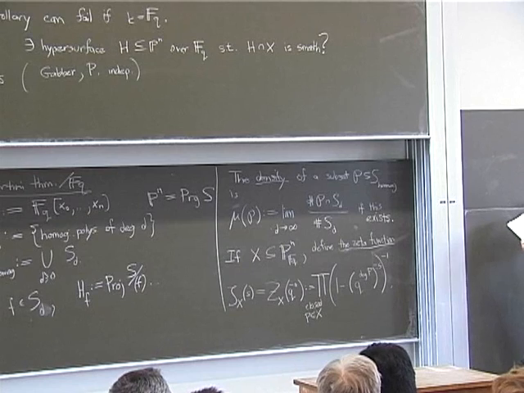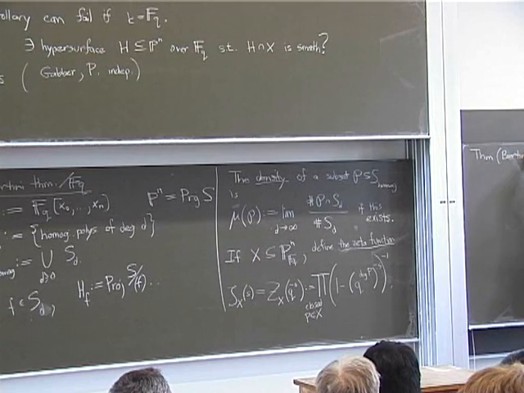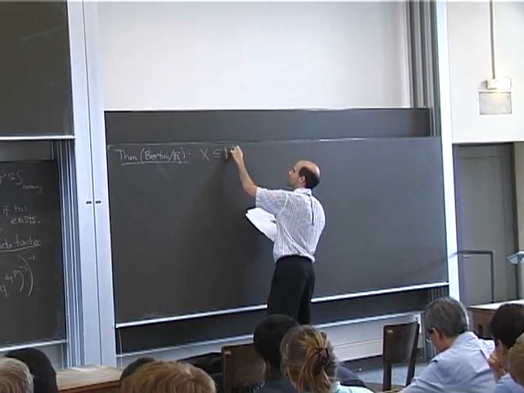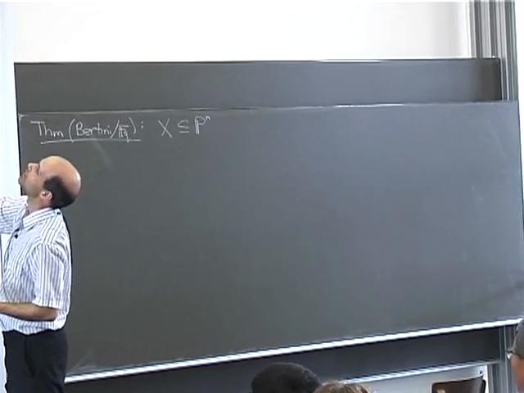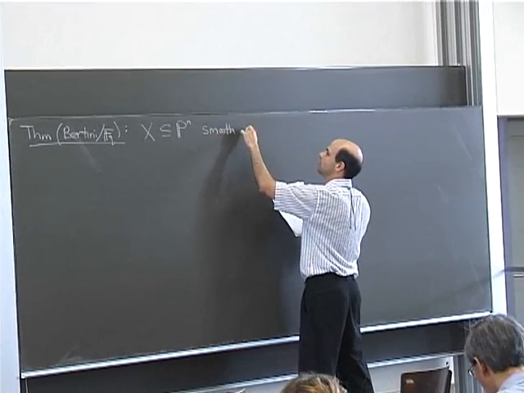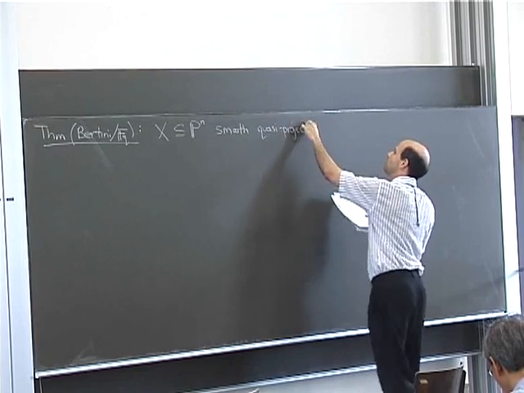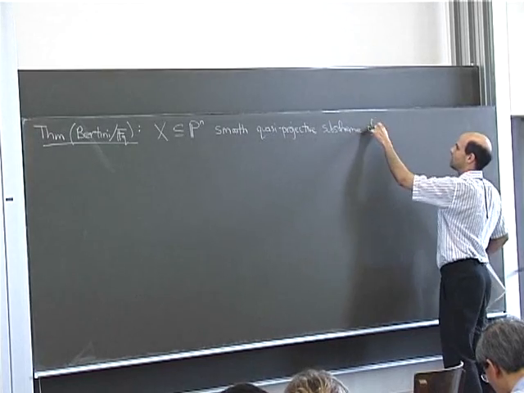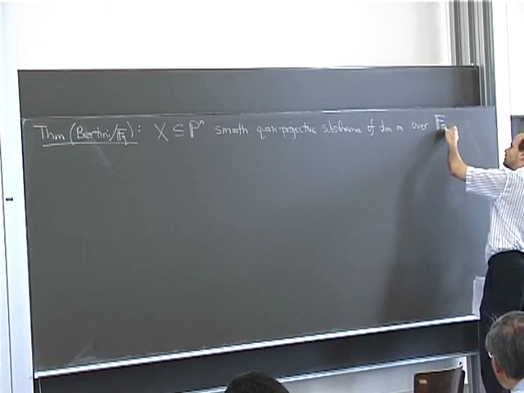So I can now state the theorem. This is the Bertini theorem over F_q. The setup is essentially the same as in the first Bertini theorem. I'll take a smooth quasi-projective subscheme, and again let m be its dimension, of dimension m over F_q. So now I'm over a finite field.